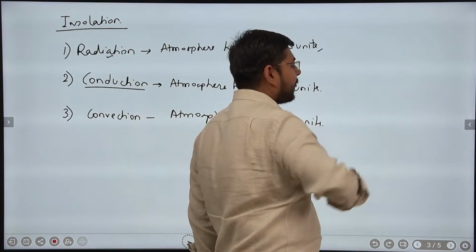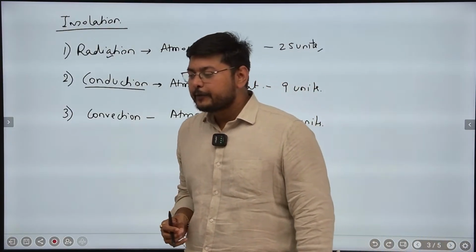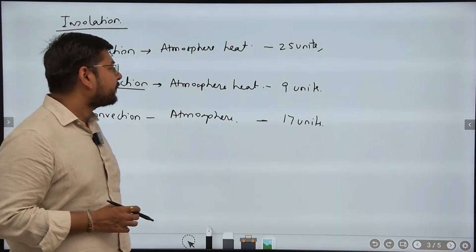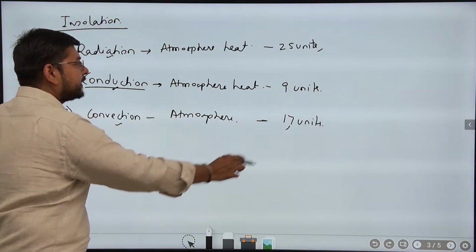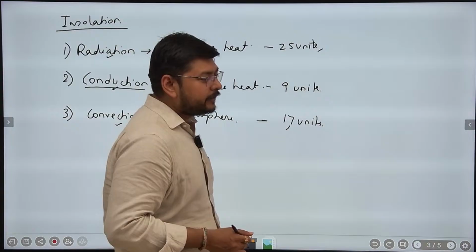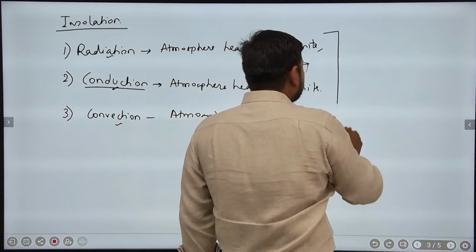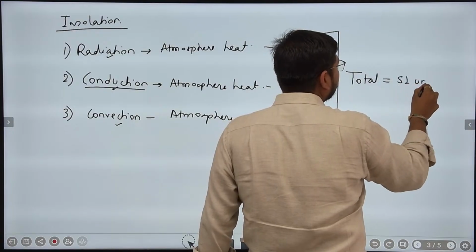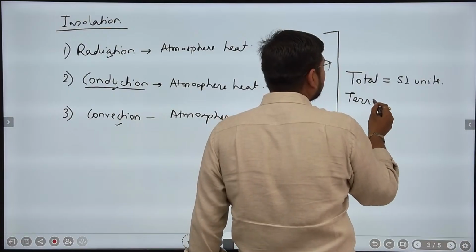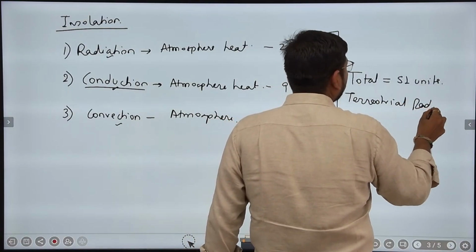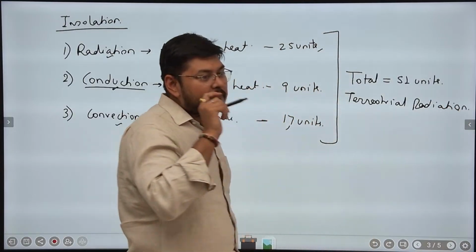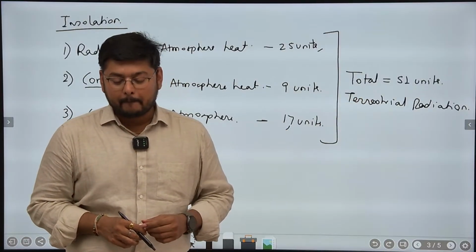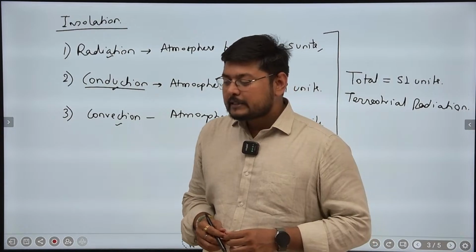that is 25 units. In the form of conduction, that is 9 units. And in the form of convection, that is 17 units, which is making a total of 51 units, which is the terrestrial radiation of Earth.